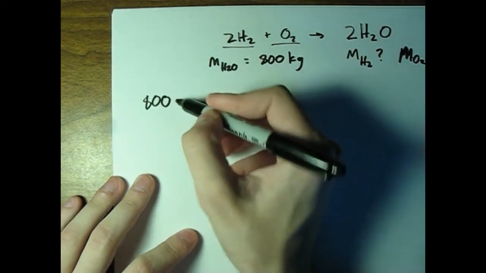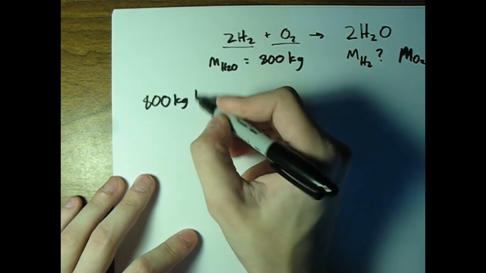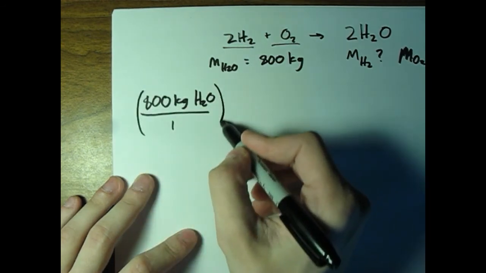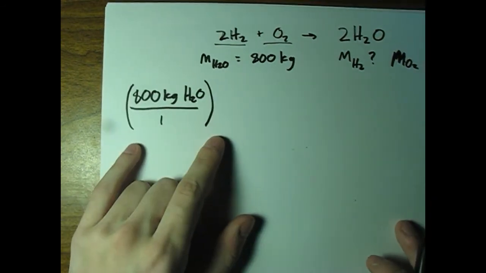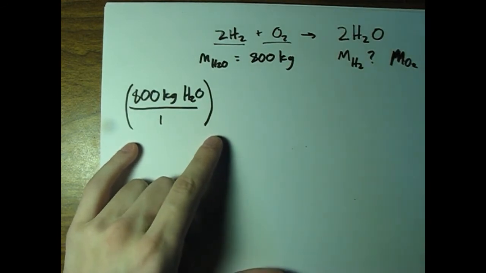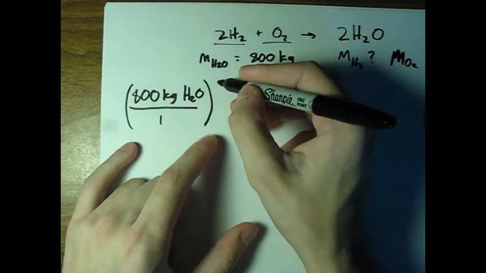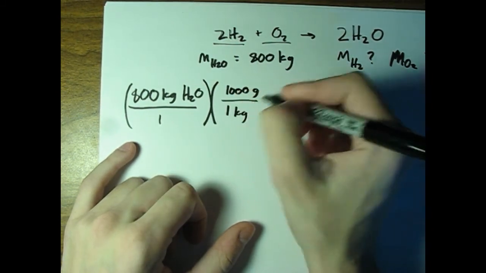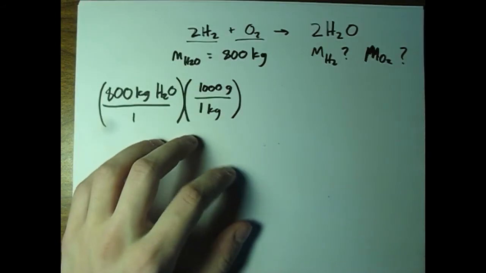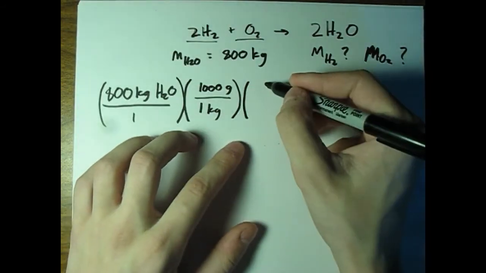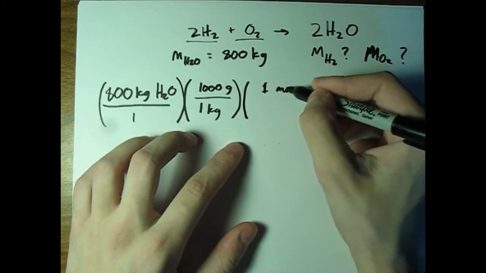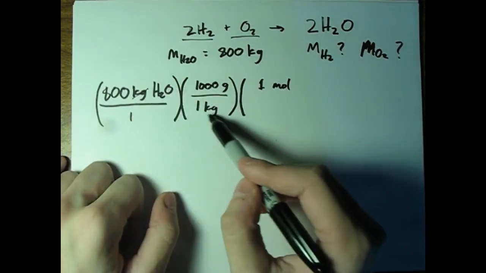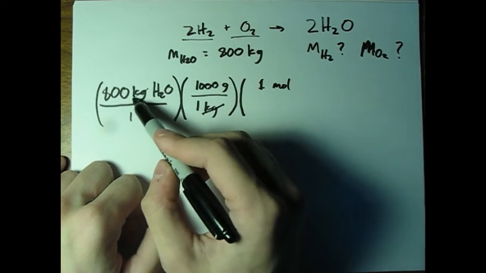So we start with the quantity we know, 800 kilograms of H2O, and first what we got to do is convert it to grams because our molar mass is in grams. So we know that we have 1,000 grams per kilogram. Now what do we got to do? Let's convert it to moles. So we'll have 1 mole on top. Oh, and if you don't know what I'm doing, you multiply it like this because kilograms will cancel, and now we have grams, the unit we want.